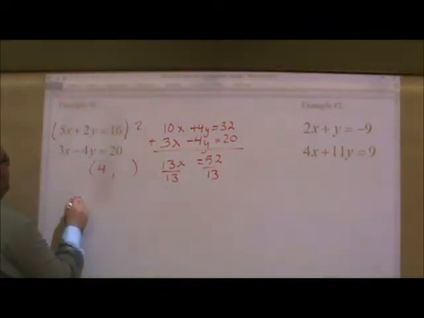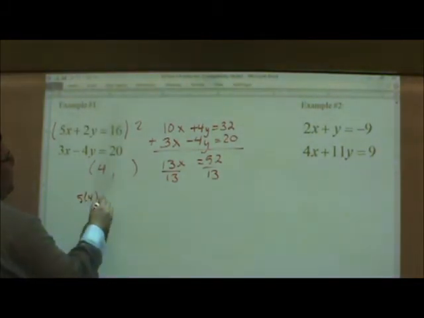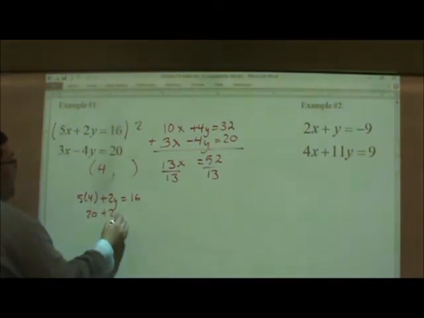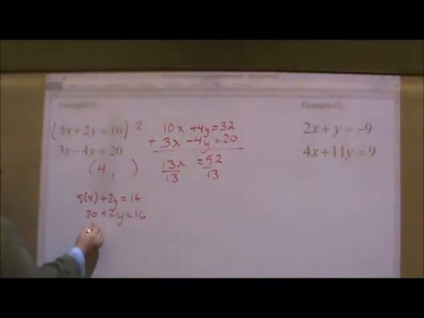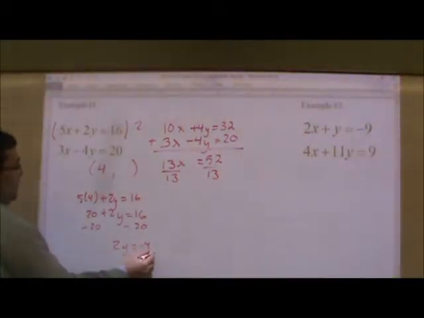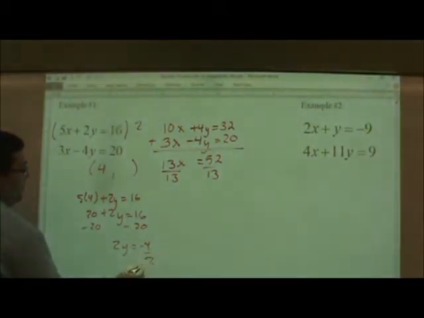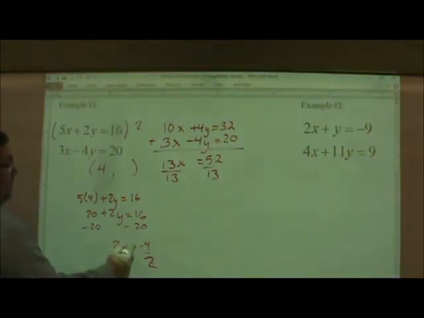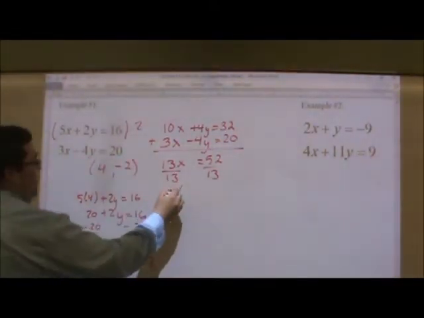5 times 4 plus 2y equals 16. So 20 plus 2y equals 16, minus the 20. 2y equals negative 4. Divide by 2, and we get y is equal to negative 2.